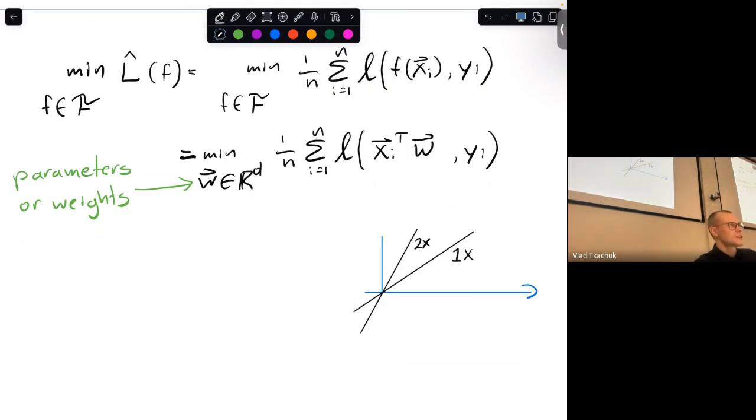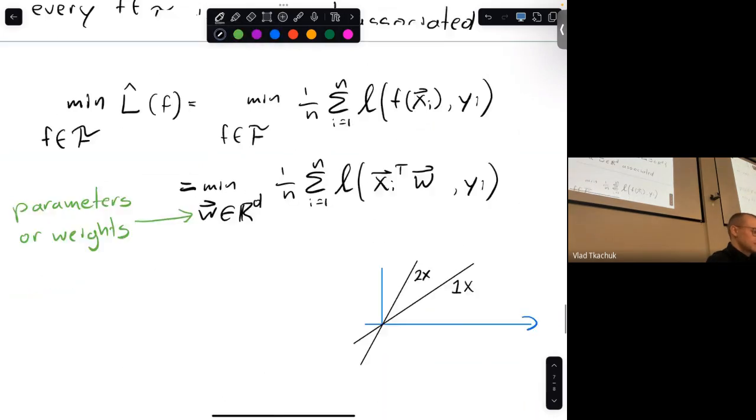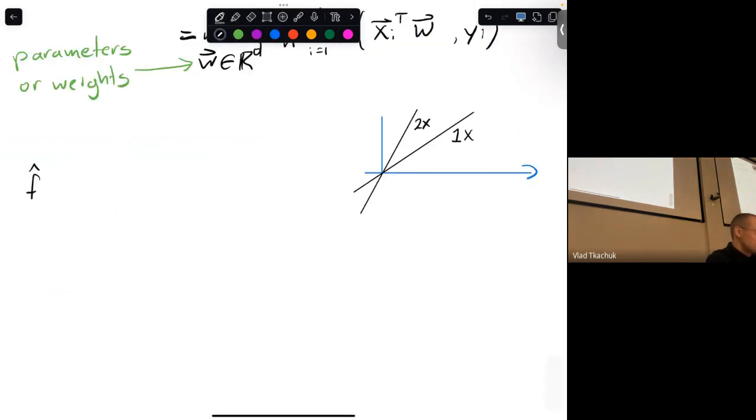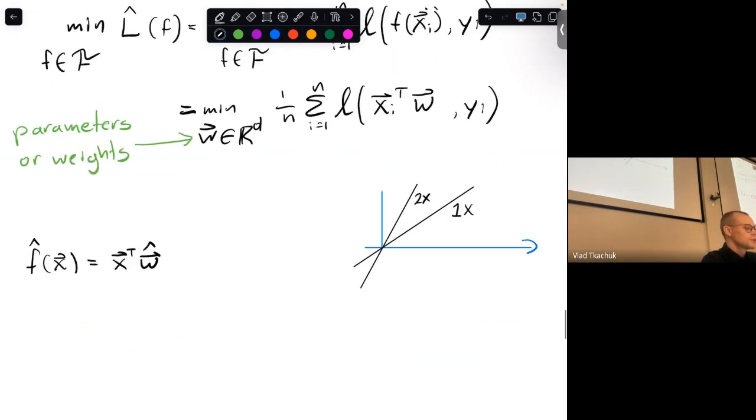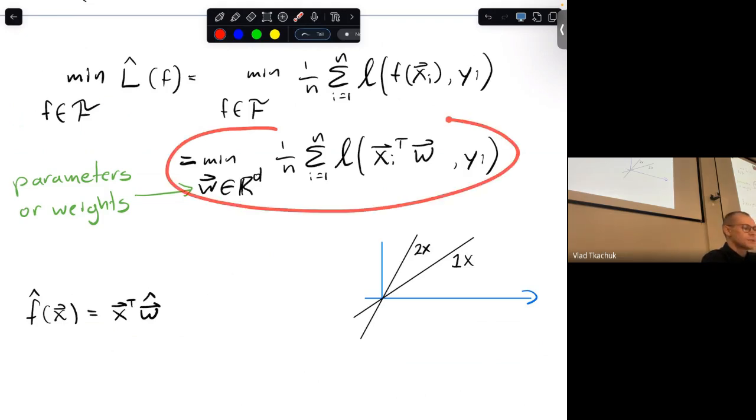And so that tells us what we can do to find f star, or not f star, f hat. It tells us that f hat is going to equal, for a particular x vector, x vector of, let me just double check. Yes, as you would expect, there's going to be a w hat now. And w hat is going to be the argmin of this expression.